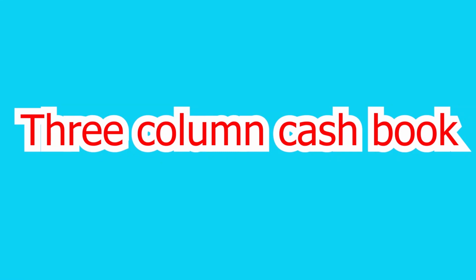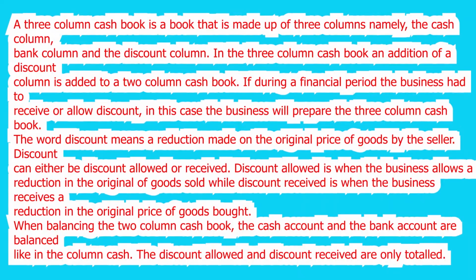Let us now look at the 3-column cash book. A 3-column cash book is a book that is made up of 3 columns, namely the cash column, bank column, and the discount column. In the 3-column cash book, a discount column is added to a 2-column cash book. If during a financial period the business had to receive or allow discount, in this case the business will prepare a 3-column cash book.